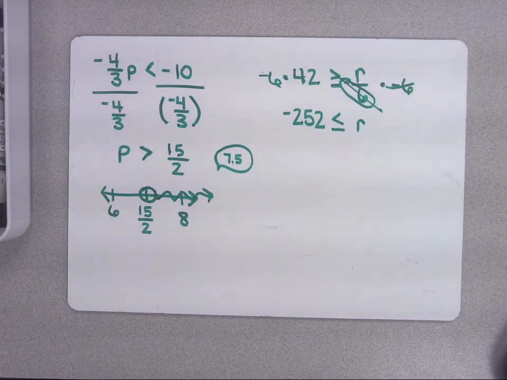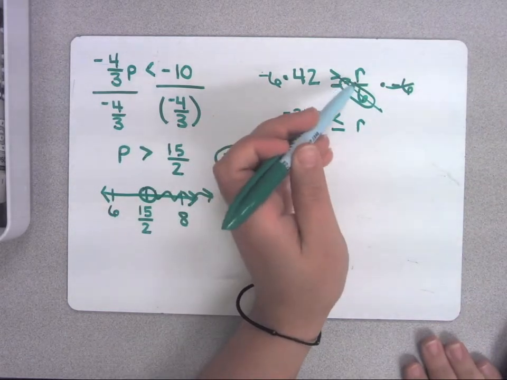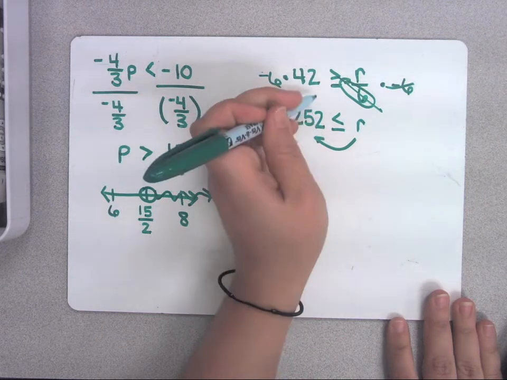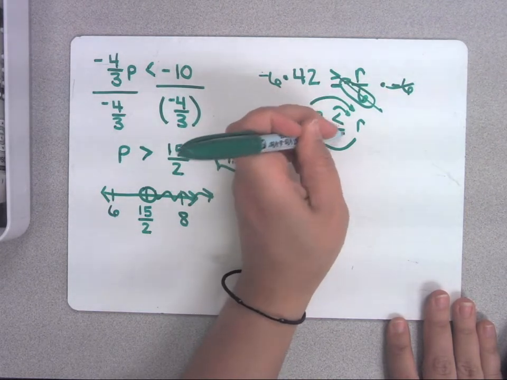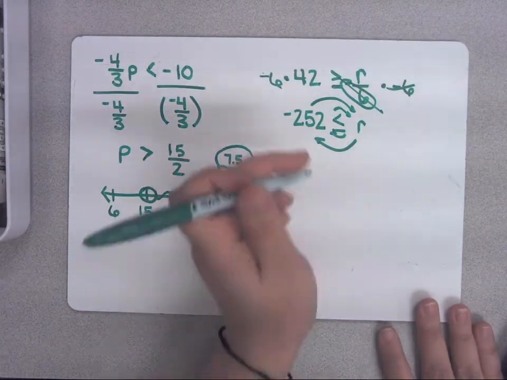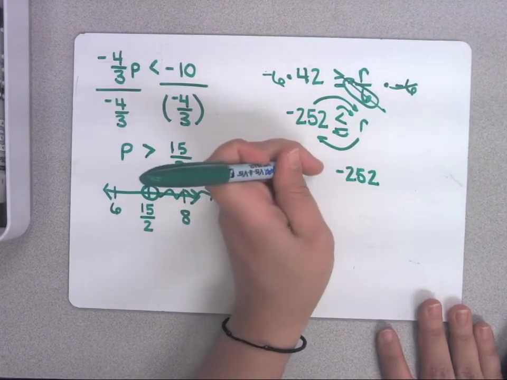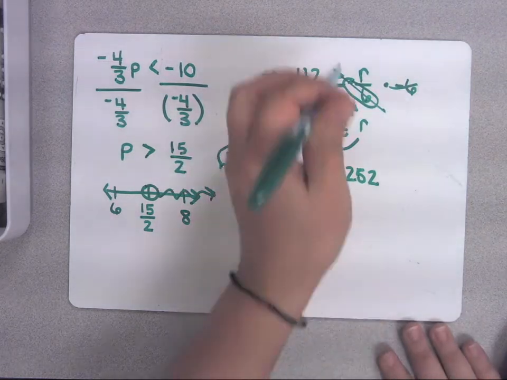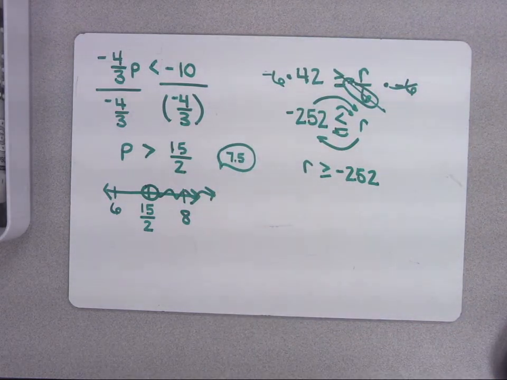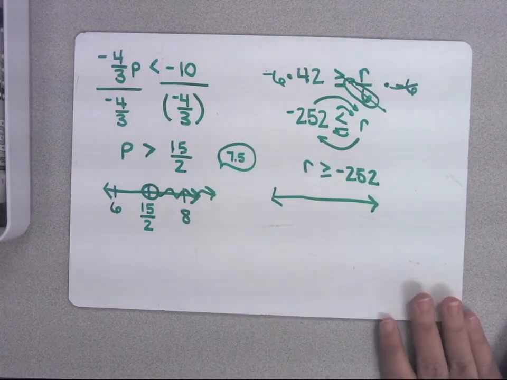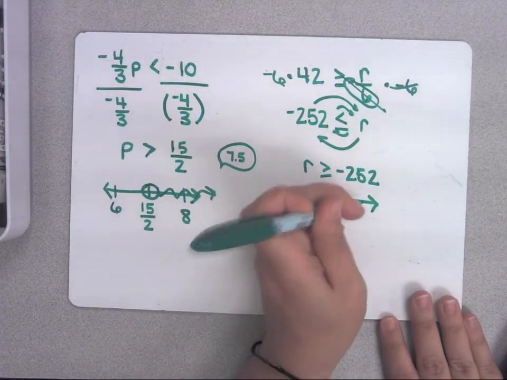Is my answer written in the correct order right now? No. So I just flipped it because of the negative sign. But now I have to flip the entire equation, including the sign, because it's not in the right order. So now r and negative 252 are in the wrong order, and my sign has to have the greater than towards the r. So it ends up looking the same way it started. But you wouldn't notice that right away, and that's really tricky. Once r or whatever variable you have is on the left, you can make your number line.